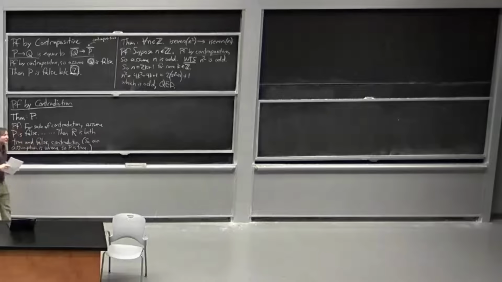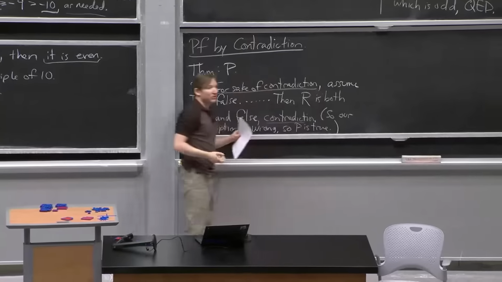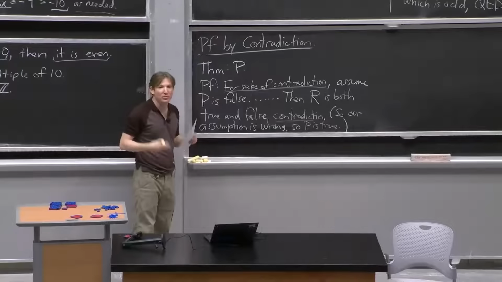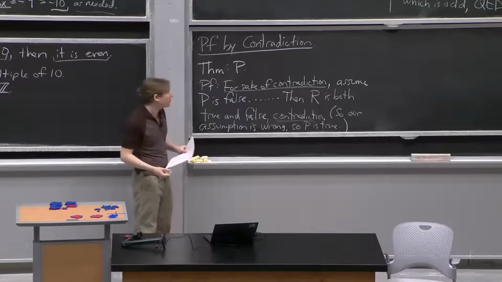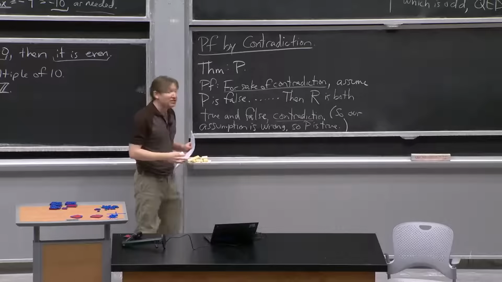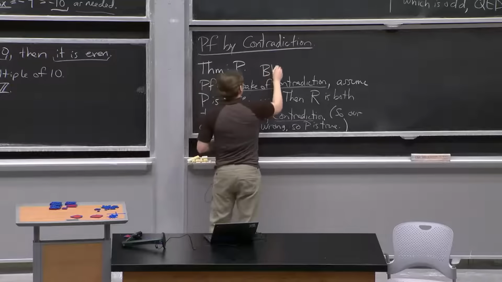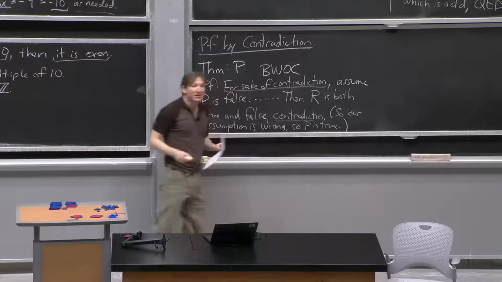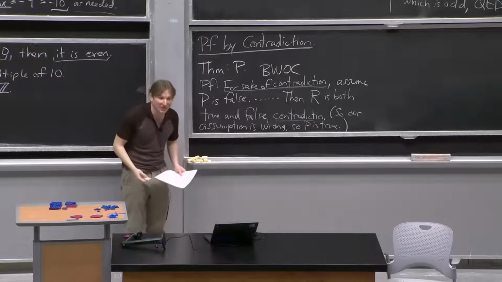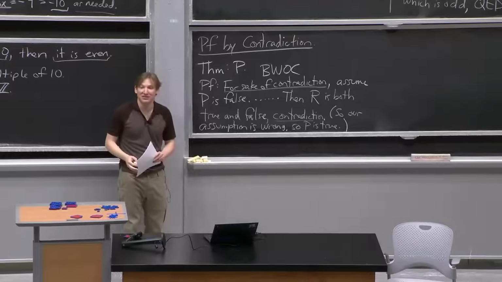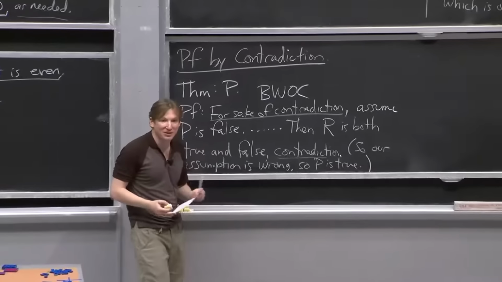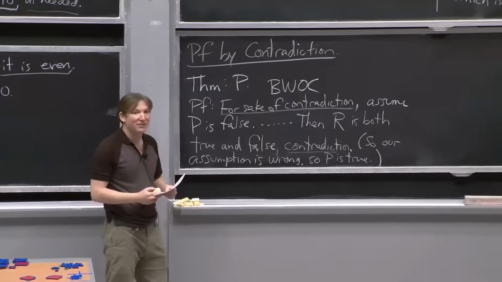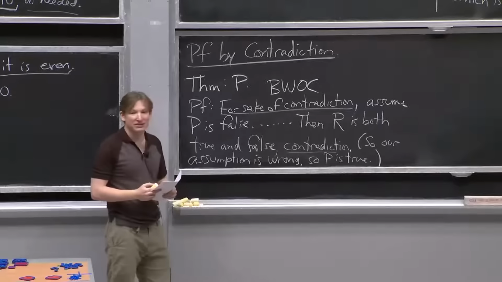A couple other things about this. For the sake of contradiction, there are lots of other ways to say that. You can just say proof by contradiction, and that's enough to signal to the reader that you're doing a proof by contradiction. I've also seen "by way of contradiction, assume P is false." I like it. I don't use it as much because I don't think it's as standard. But it's silly, and I like it.